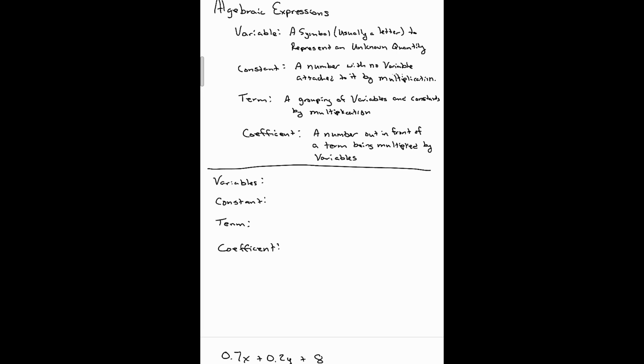A term is a grouping of variables and constants, but they're tied together by multiplication. A coefficient is a number out in front of a variable in a term.